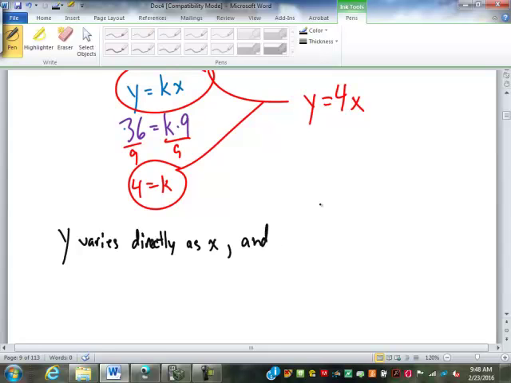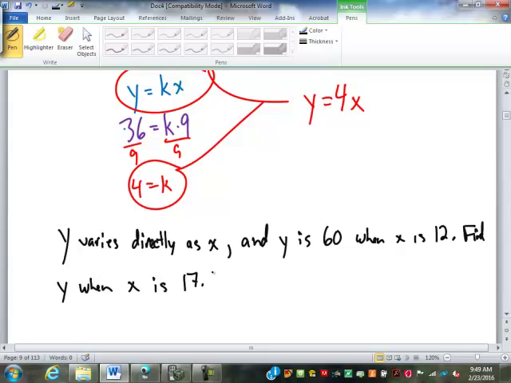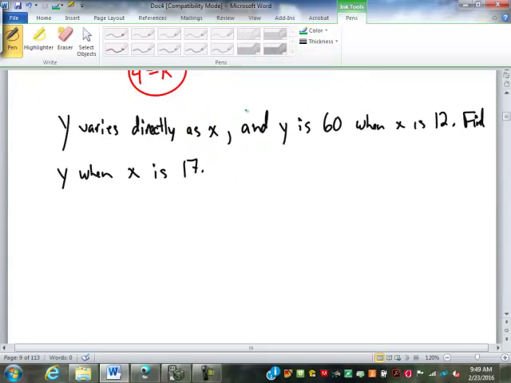So let's say we're told y varies directly as x, and y is 60 when x is 12. And given the additional command, find y when x is 17. So there's 3 parts here. First part, y varies directly with x. What's that tell us? Y equals kx.